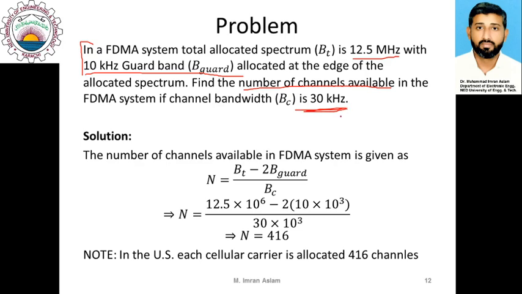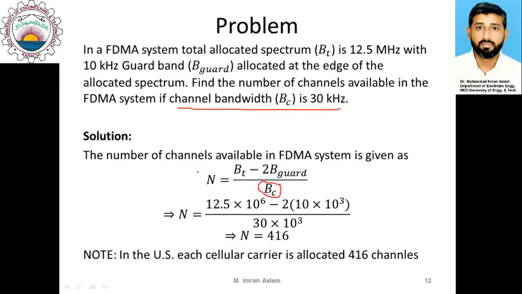You can see that the total available bandwidth, which is represented by BT, and at both ends of this allocated bandwidth, we have a guard band which cannot be used for transmission. So this 2 times B guard cannot be used for transmission purposes. So the available spectrum for transmission is given by BT minus 2 B guard. And we want to divide this available band into smaller channels, each having bandwidth of 30 kilohertz. So we have to divide this by 30.